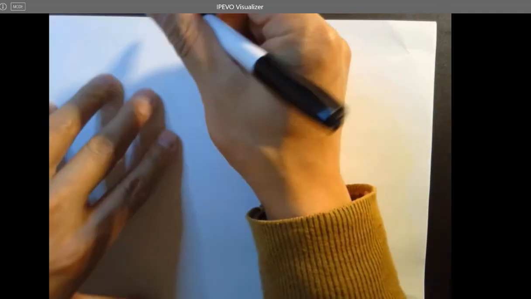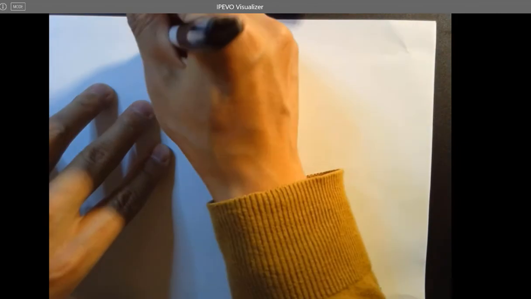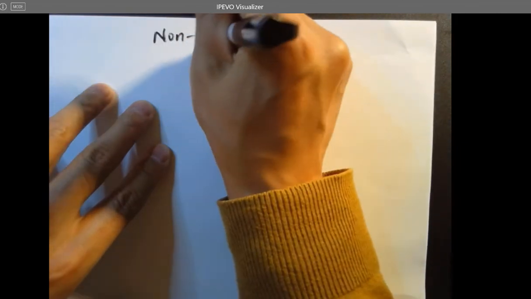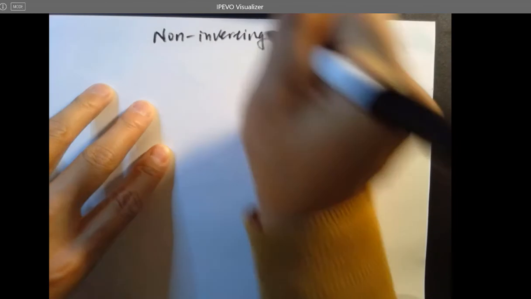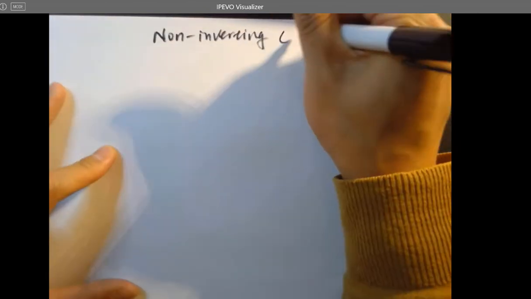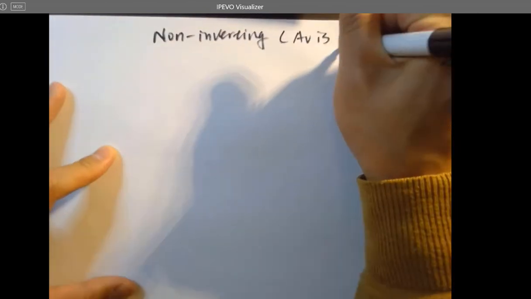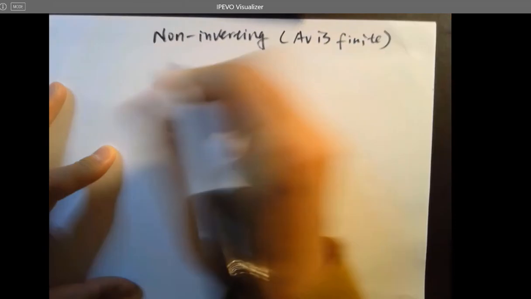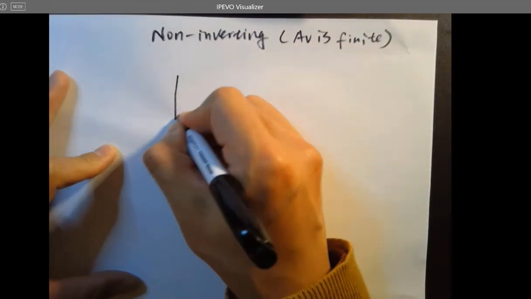So what about the non-inverting counterpart? If the op-amp being used is not ideal, for the non-inverting counterpart, what's going to happen? Non-inverting. AV is finite. So let's look at this.